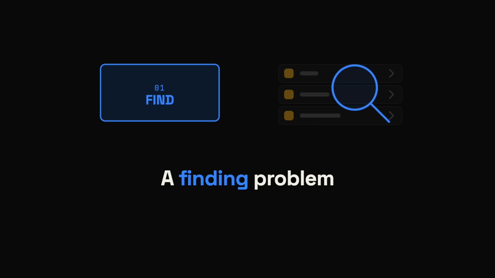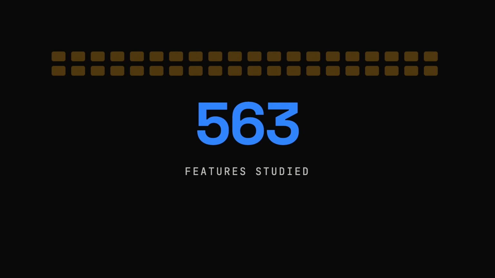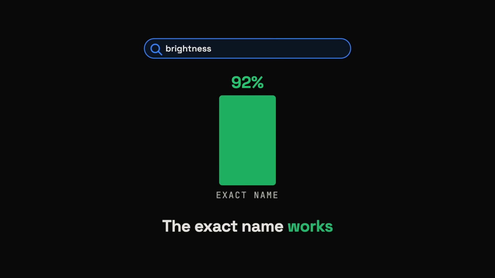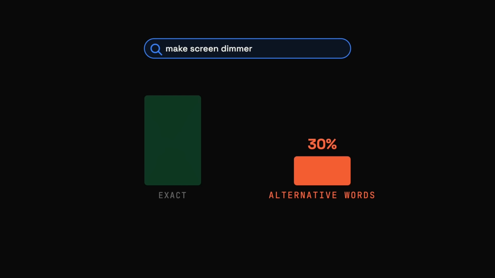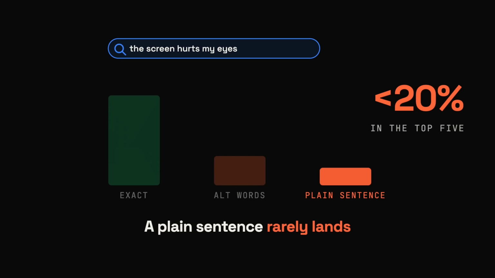The first one is if we have too many settings to find, so it's a finding problem. In 2023, Samsung Research did a study of the search inside its own settings app. They looked into 563 features there. When test queries used the feature's exact name, it did very well. But when the queries used alternative words for the same search, the accuracy collapsed. And when the query was an ordinary sentence describing the problem, the right answer appeared in the top 5 results in a ratio of a bit lower than 20%.